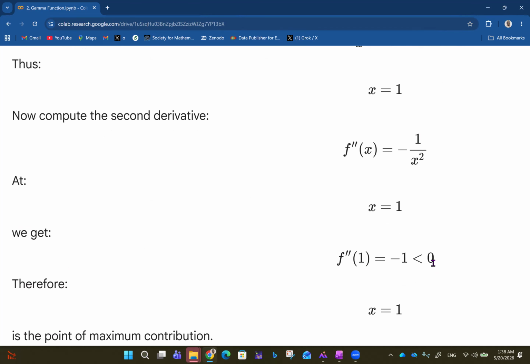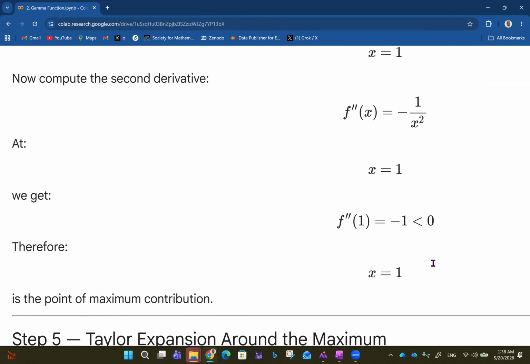In case you're confused about this, you can check my calculus playlist to learn about maximum and minimum points. You get a function, differentiate it, equate to 0, and get the values. Those values are the critical values. Then evaluate them in the second derivative. Negative ones are maximum points, positive ones are minimum points, and the ones equal to 0 are inflection points. So therefore, x equal to 1 is the point of maximum contribution here.